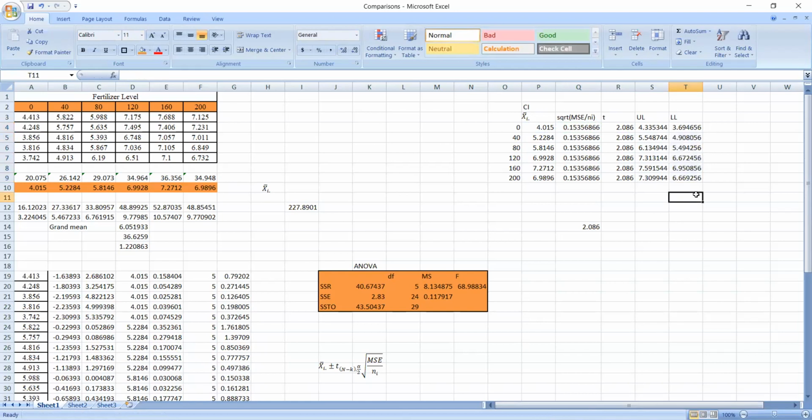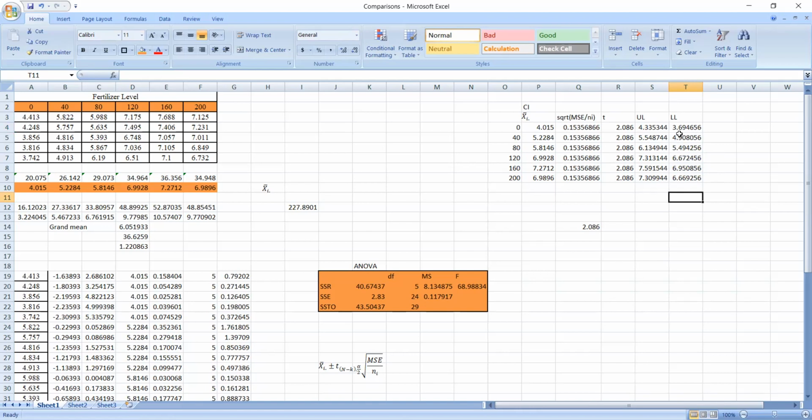Likewise, we can construct the confidence intervals. Here you can see the 95% confidence intervals for each treatment. So this is how we construct the 95% confidence intervals for each treatment.